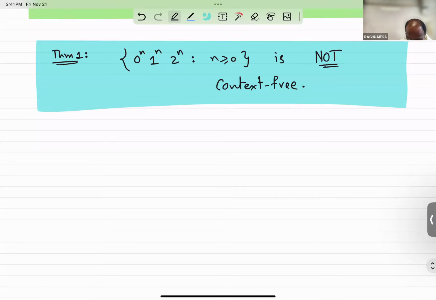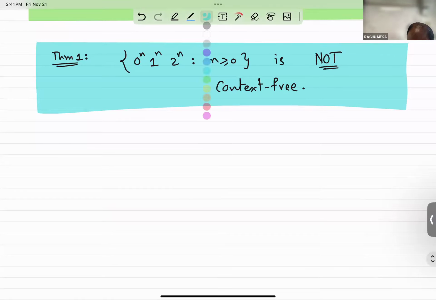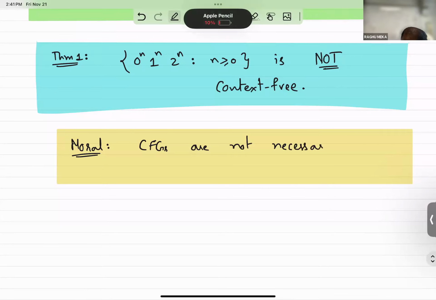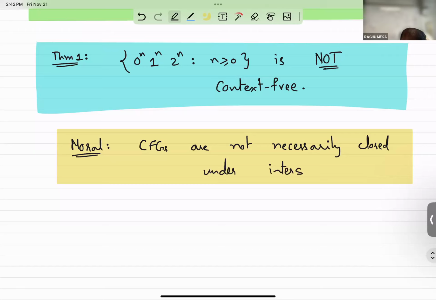Okay, so besides the specific example, the moral is CFGs are not necessarily closed under intersections. They're closed under unions easily, but they're not closed under intersections.